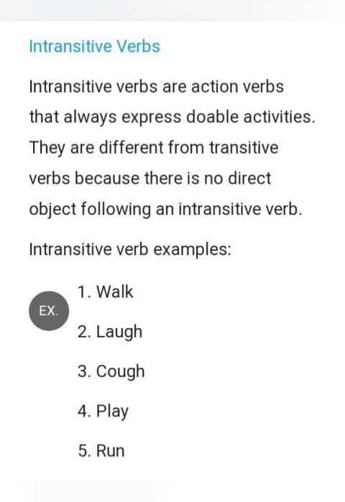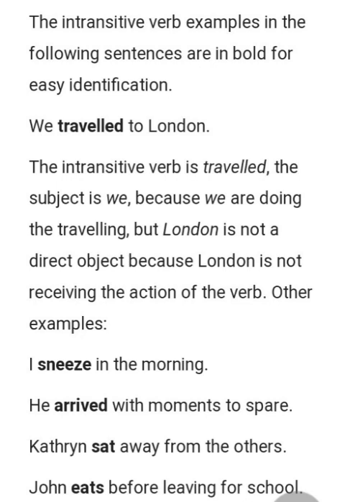Intransitive verbs. Intransitive verbs are action verbs that always express double activities. They are different from transitive verbs because there is no direct object following an intransitive verb. Intransitive verb examples: walk, laugh, cough, play, run. The intransitive verb examples in the following sentences are in bold for easy identification.